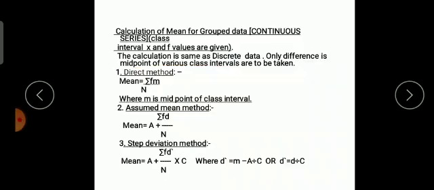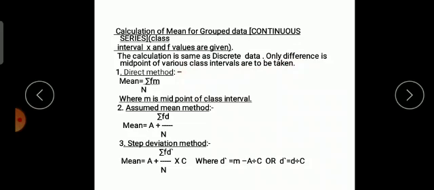Then let us take calculation of mean for grouped data, continuous series. Now here, for a continuous series, the class interval, or x, and f values are given. The calculation is the same as the discrete data, the only difference is that the midpoints of the various class intervals are to be taken. Here continuous series means the class interval is given, we call it x values. So here we need to find the midpoint of the class interval.